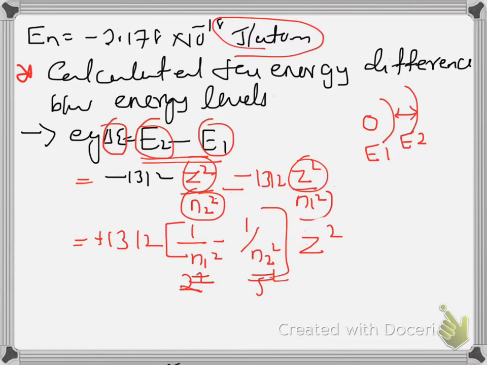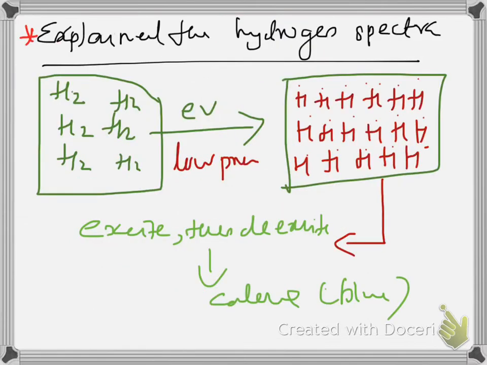One thing you have to note down here is that the energy of a single electron is always negative, but the energy difference is always positive. Next merit, or the fourth merit, is the explanation of hydrogen spectra.